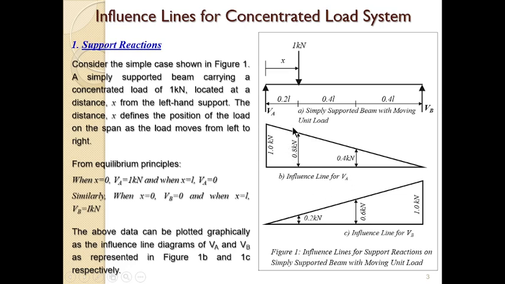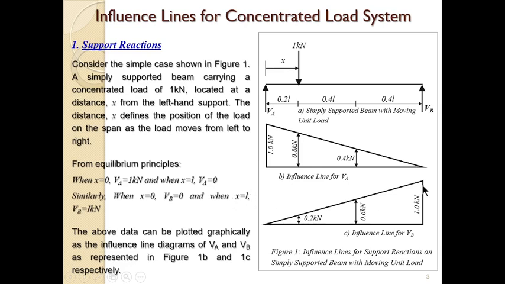You can use the concept of similar triangles to find the coordinate, the length of this at any point. For instance, here at this point 0.2L from the left hand side, if you use the concept of similar triangles, you notice that this height is 0.8 kilonewton. If this place is 1, the same thing here, this is 0.4 kilonewton. So we also can plot the influence line for reaction at B by using the information we have here. When X equals L, VB was 1, and when X equals 0, VB was 0.